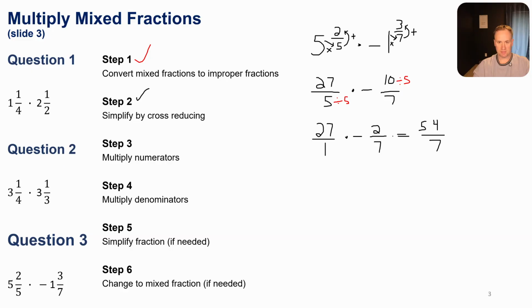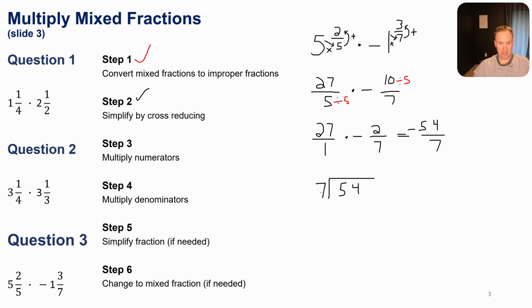And positive by a negative gives me a negative. So I have 54 over 7 now. Well, 54 and 7 do not have a common factor. The only factors of 7 are 7, right? It's a prime number. And since 7 does not go into 54, we can't simplify any further. What I can do, though, is I can change to a mixed fraction.